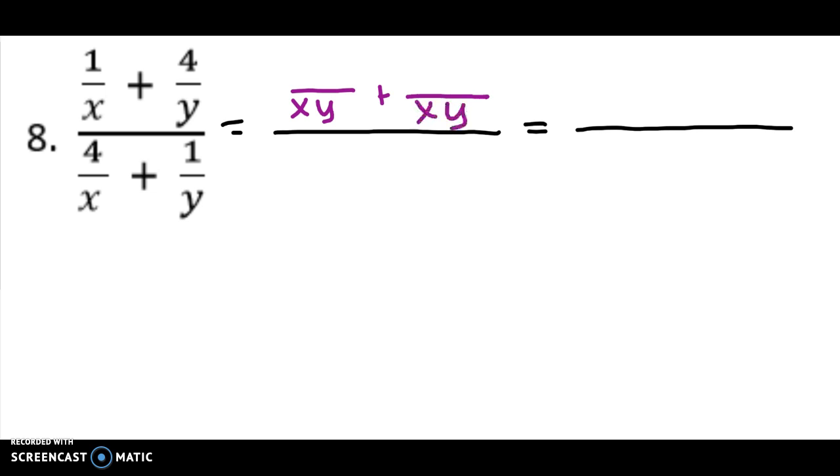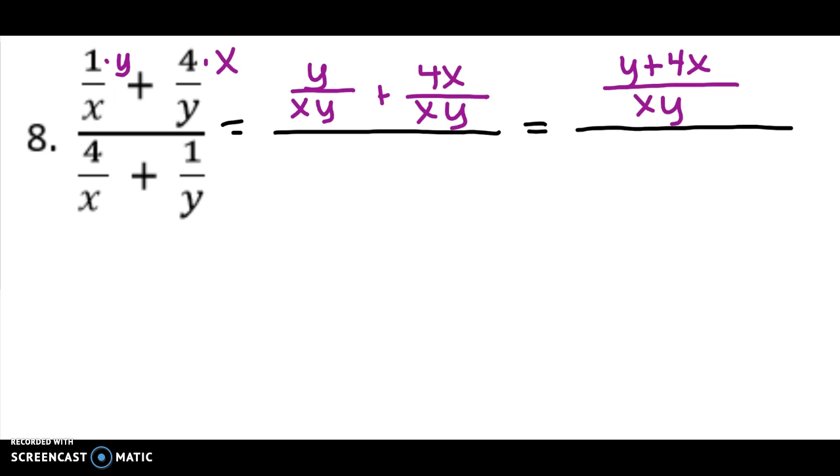Since the first fraction only has an x, to change it into xy, you would have to multiply by y. So now in our numerator, we have 1y, or we can just write that as y. The second fraction has a y, so to turn that into xy, we know we have to multiply by x. So now we have 4x. And we can now combine our numerators and write that as one fraction: y plus 4x over xy.